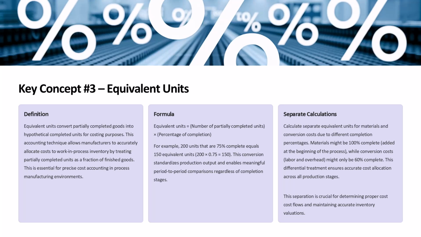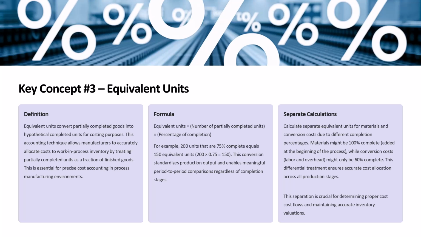The formula is beautifully intuitive. Equivalent units equals the number of partially completed units times the percentage of completion. Picture a cannery with 10,000 cans that are 40% processed. That's equivalent to 4,000 completed units for costing purposes.